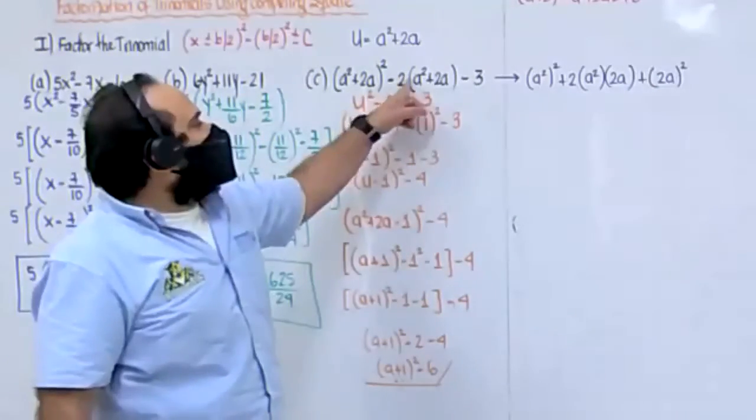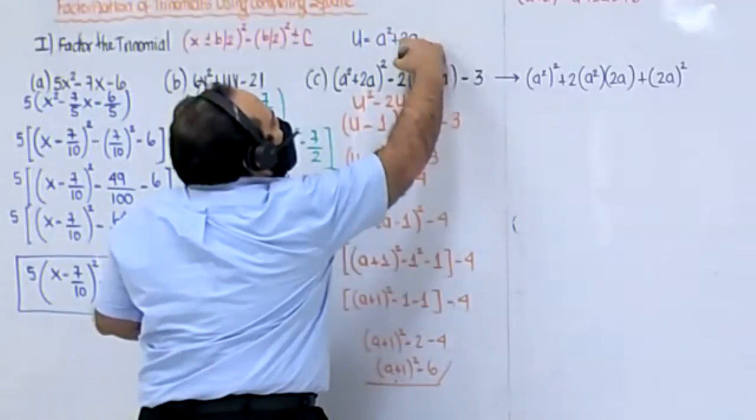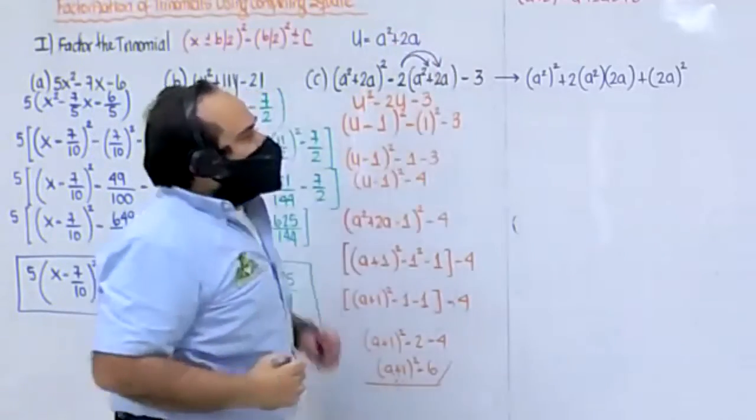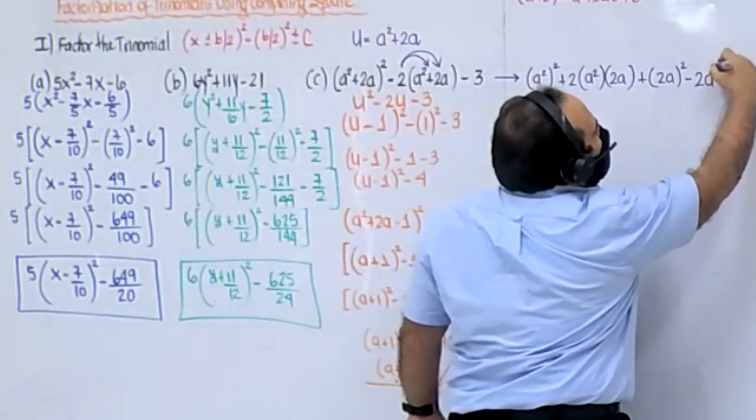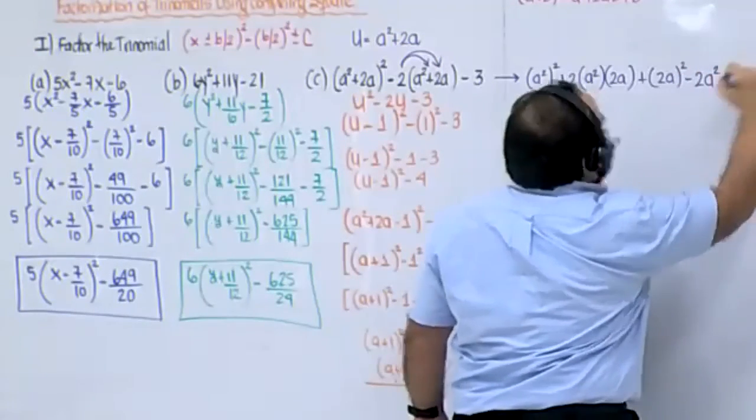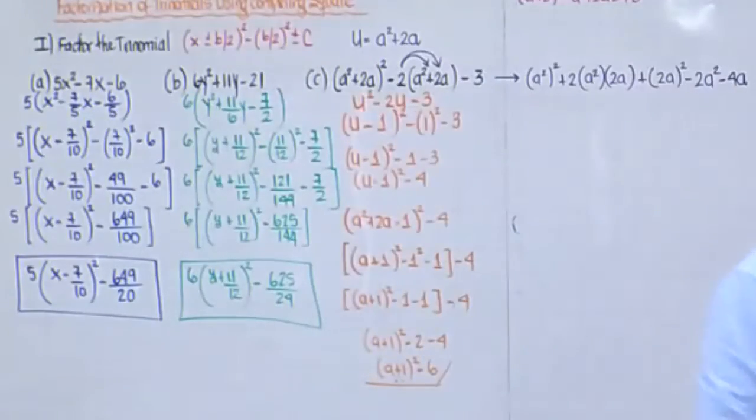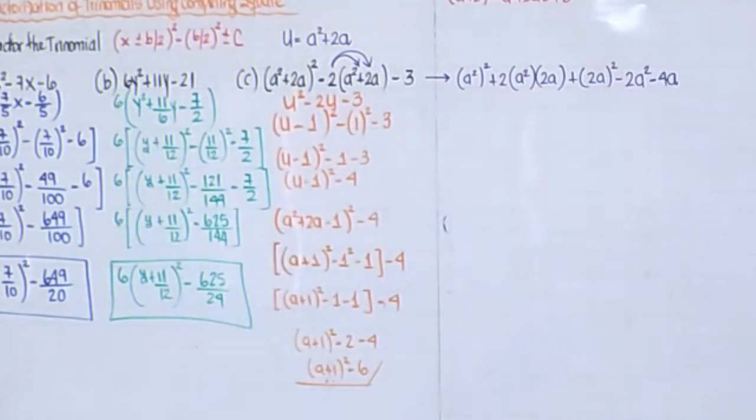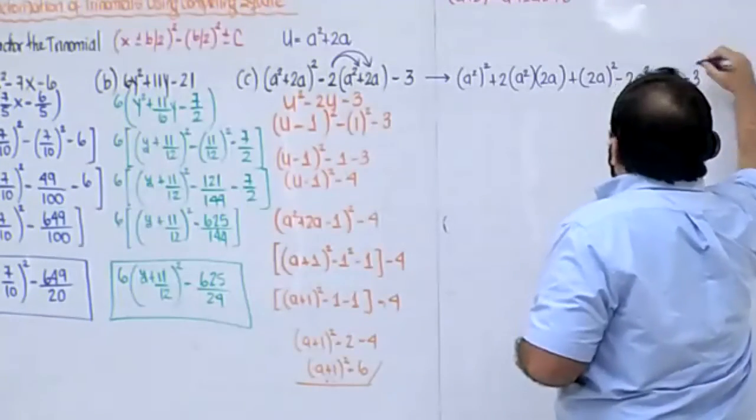Continue with this expression. This negative 2, applying the distributive property in these two terms, the first one and the second one, will be given by negative 2a squared minus 4a. And finally, copy the negative 3.